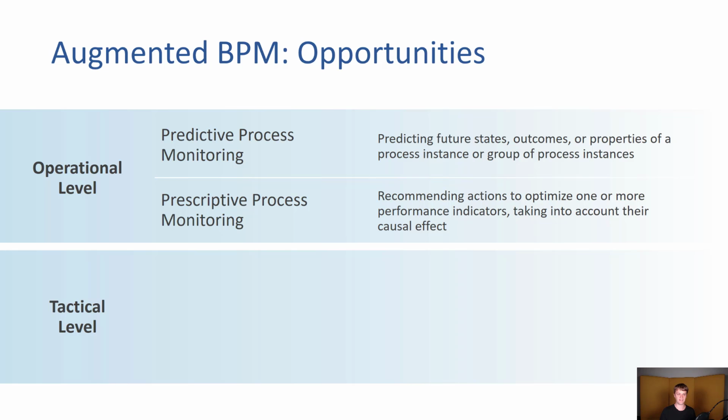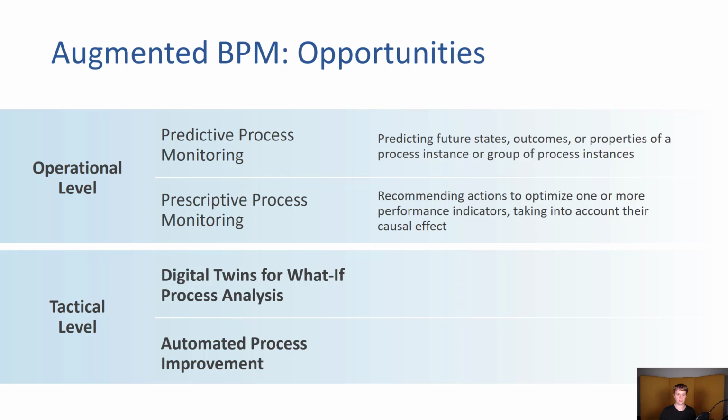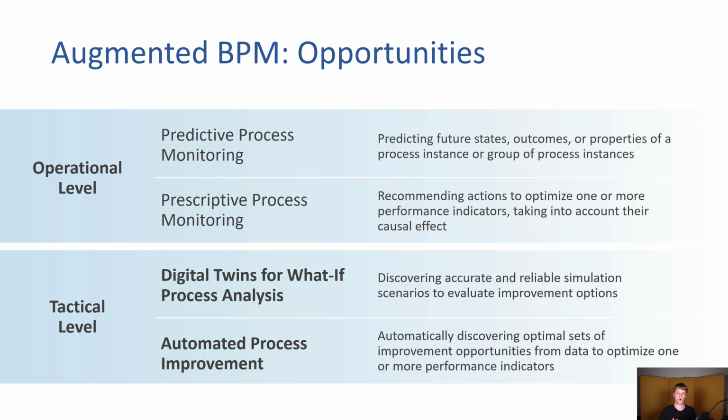However, we also have the tactical level, in which we have digital twins for what-if process analysis, as well as automated process improvement. The first of those two is going to focus on discovering accurate and reliable simulation scenarios to evaluate improvement opportunities, while the second is going to focus on automatically discovering optimal sets of improvement opportunities from data to optimize one or more performance indicators. These two approaches are quite interconnected, and to understand why that is, let's start with the what-if process analysis.